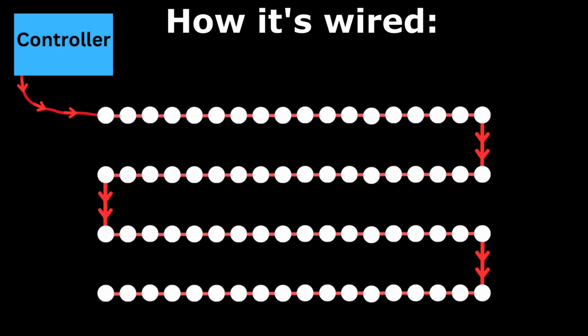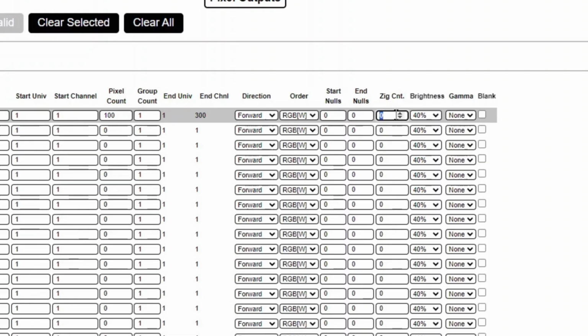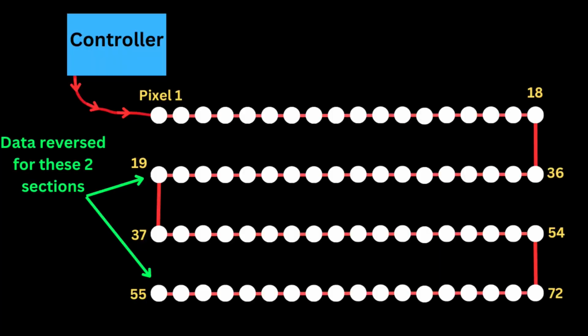For example, if you have a matrix setup with the data zigzagging back and forth, but it's set up in X lights to be wired from one side, you can enter in the zig count how many times to zigzag the data. So that way, after a certain number of pixels, the data will be reversed to make the designs look right on the matrix.